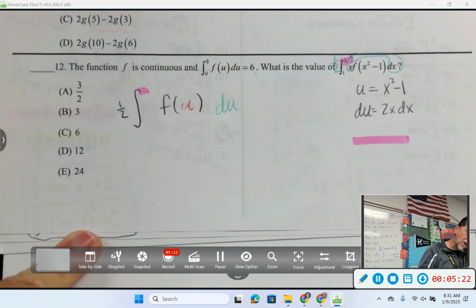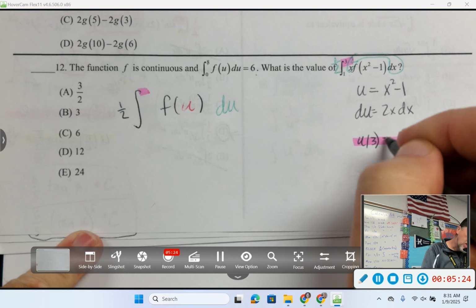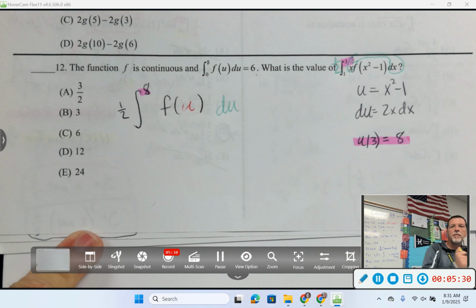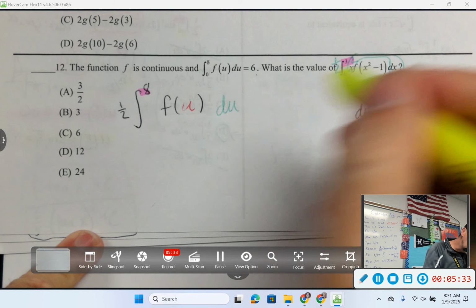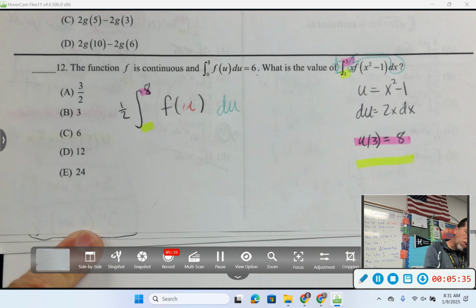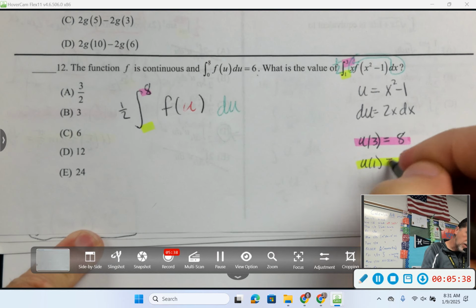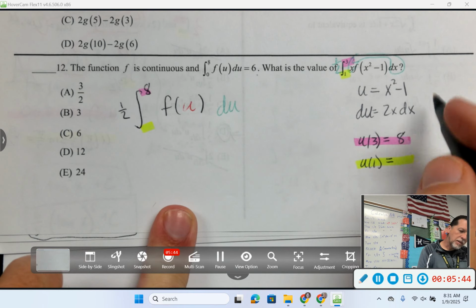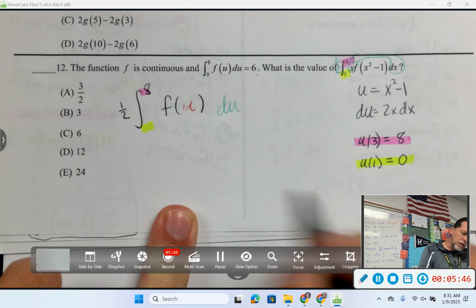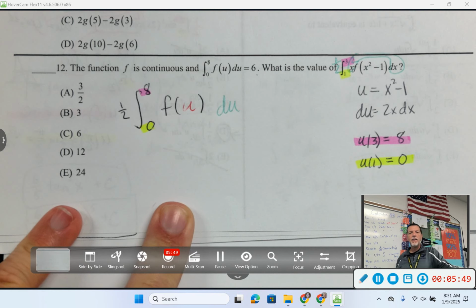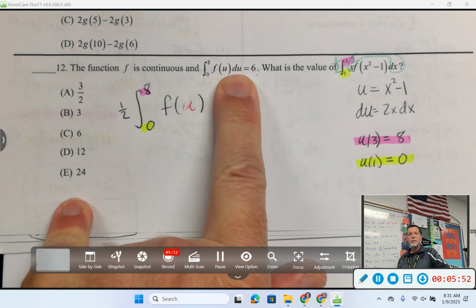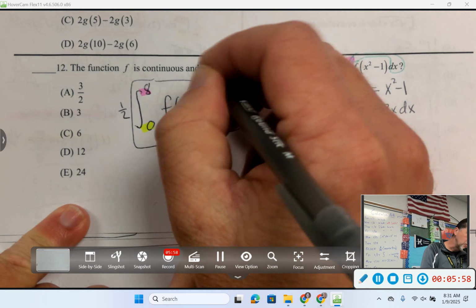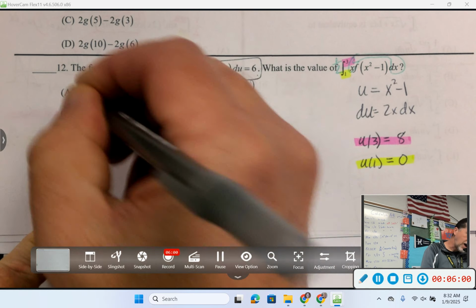So if I plug in 3, 9 minus 1 is 8, so my top limit is 8. My lower x limit is 1, so I plug in 1. 1 squared minus 1 is 0. So my lower u limit is 0. And now that matches what they gave me. I was wondering what that was, but they now have told me that that is equal to 6. And so half of 6 is 3.